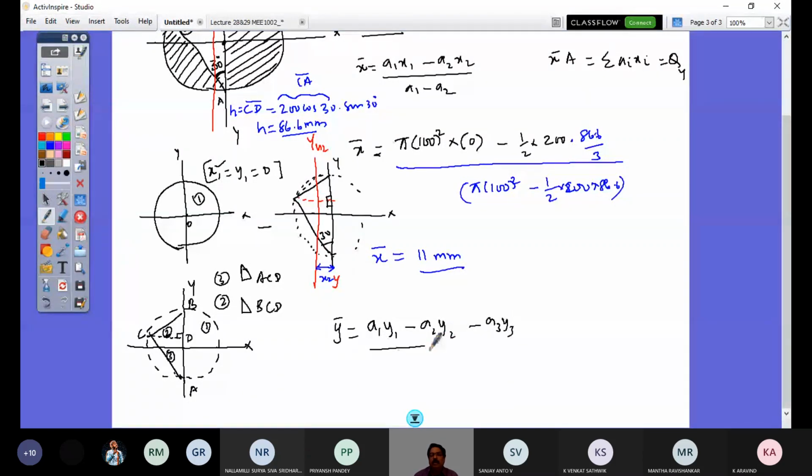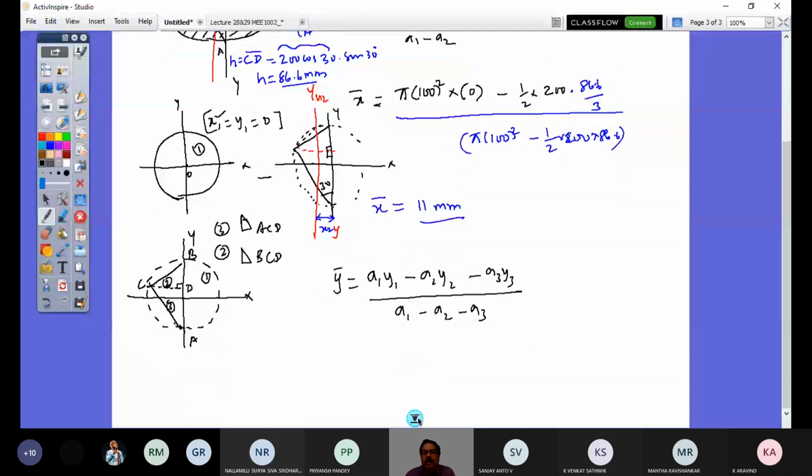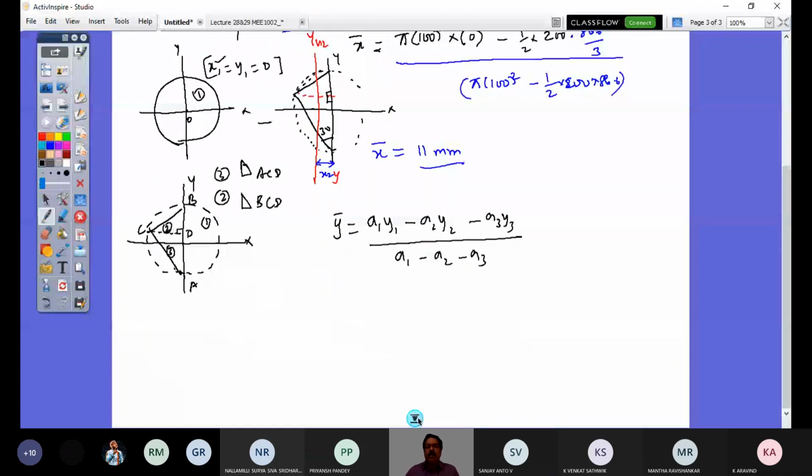So it's simple now, plugging the values and calculating. How do you do that? I need help, I'll ask now. You tell me what are the y1, y2, y3 values. Area is of course straightforward. 1 refers to the circle, so it is pi into 100 square, pi r squared. What is y1? Look at here. Y1 is 0.